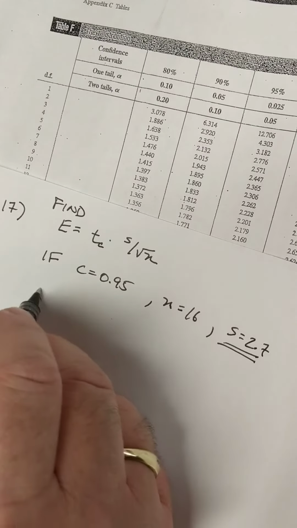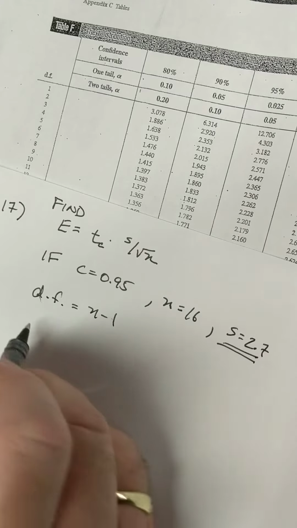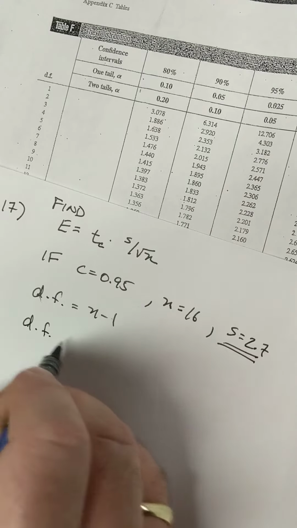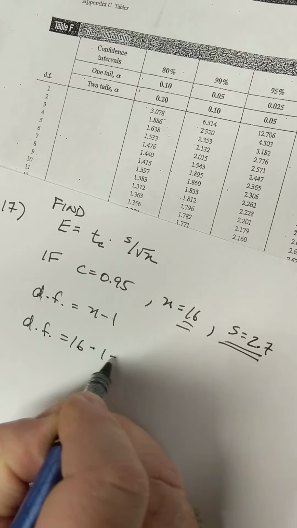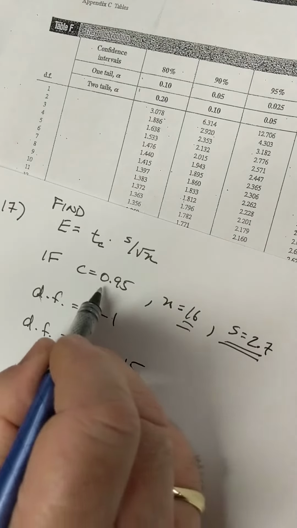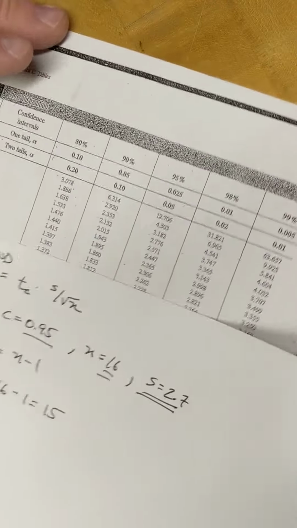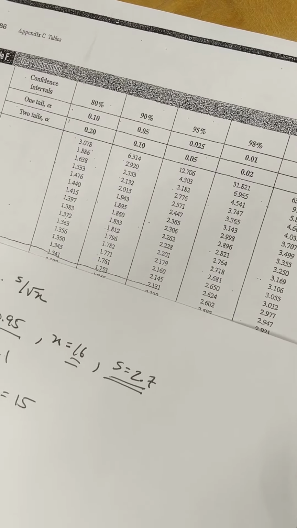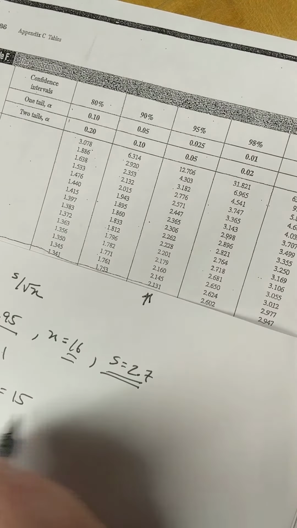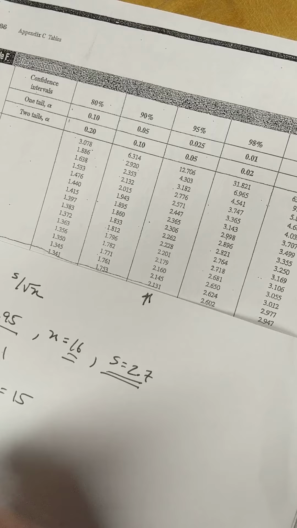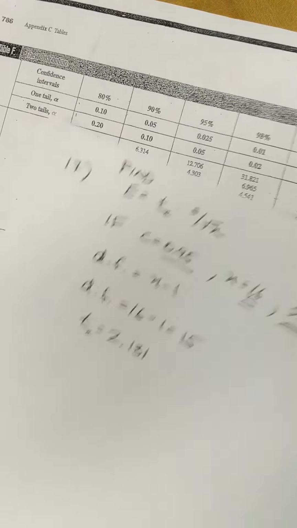DF is calculated this way. DF is equal to n minus 1. So for our problem, the degrees of freedom are 16 minus 1. So we have 15 degrees of freedom, and we have a confidence interval of 95%. So that is 15 and 95 right there, 2.131. That is our critical value, t sub c.